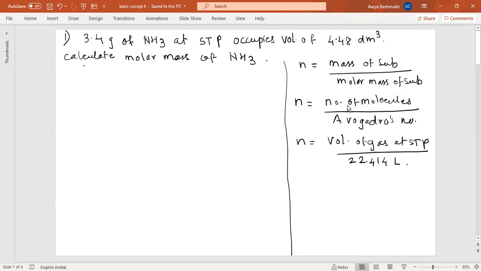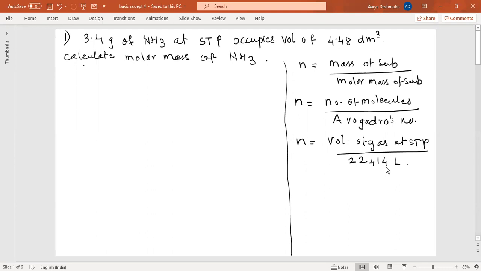So I tried to just revise the things on the right hand side of your slide. The number of moles you can calculate by using the mass of substance, if it is given, divided by the molar mass of the substance. Or if the number of molecules is given, divide by Avogadro's number to get the number of moles. And the third thing: N, the number of moles, can be calculated as the volume of the gas at STP divided by 22.414 liter, which is called the molar volume.